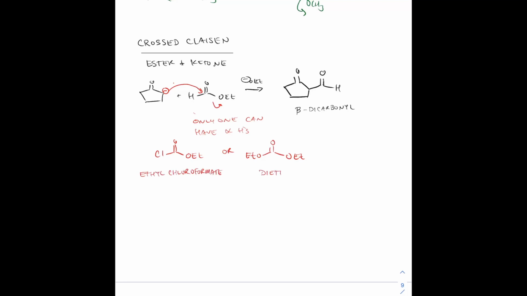Some of the esters that are commonly used are this ethyl chloroformate as well as the diethyl carbonate. So these are extremely reactive compounds and not super stable because they have leaving groups on either side. When it comes to the ethyl chloroformate, the chloride is going to be the better leaving group because that's the weaker conjugate base.